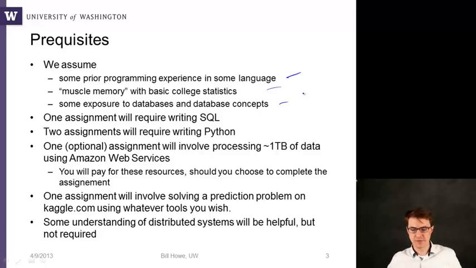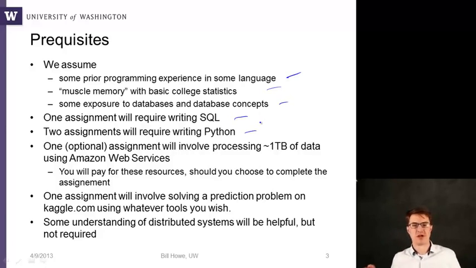Okay. So to that end, one assignment will involve writing SQL, and if you've never written SQL before but you understand databases a little bit, you will probably be able to power through the assignment. If you're an expert in SQL, there are some parts of it that might still be interesting to you. Then two assignments will involve writing Python.